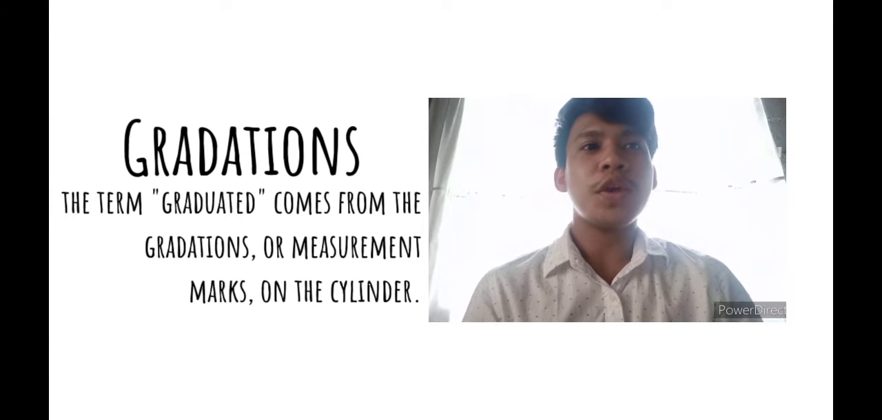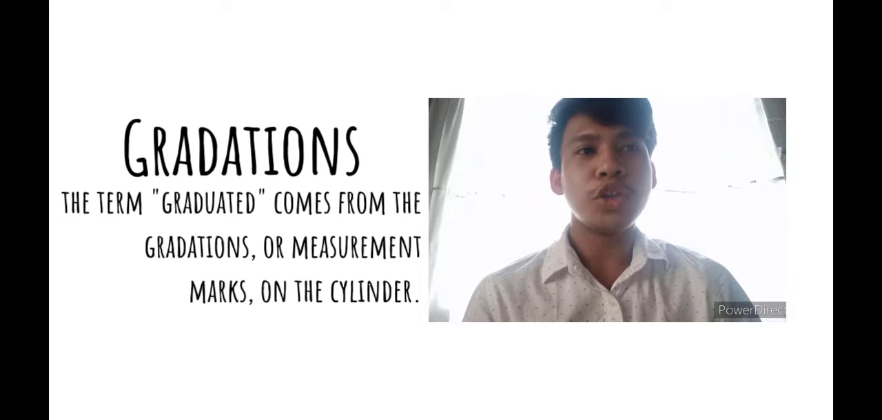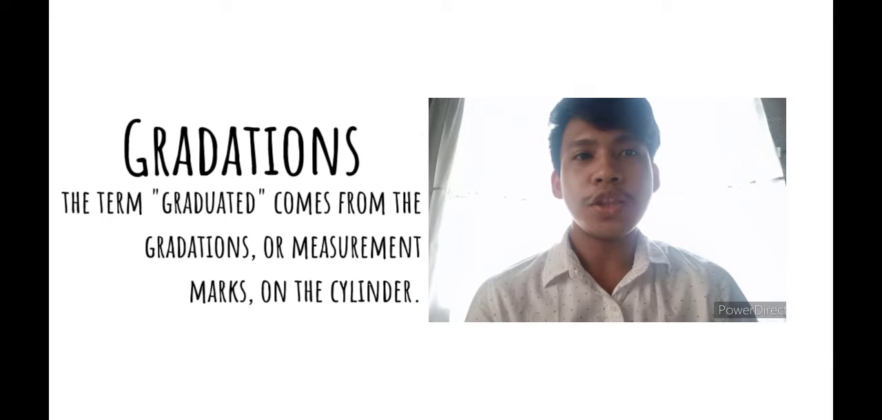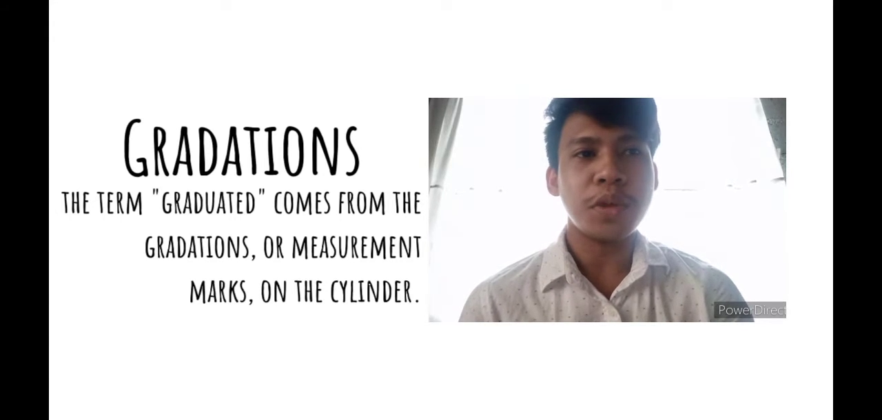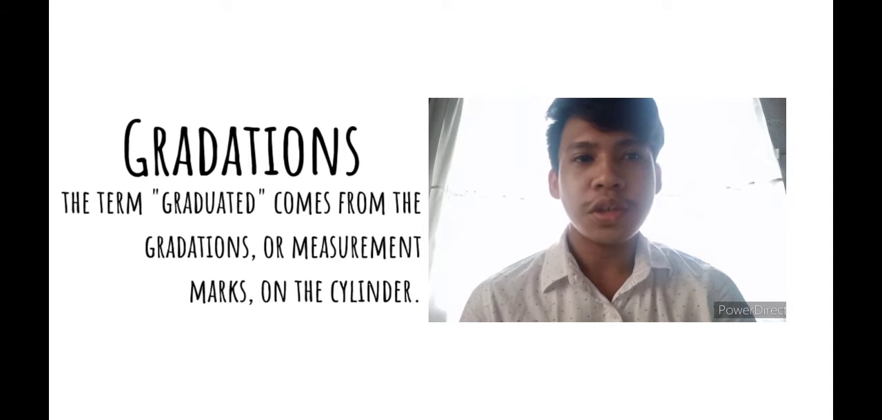Gradation. The term graduated comes from the gradation or measurement marks on the cylinder. The graduated cylinder will have a series of lines to show the measurement intervals. Some lines will be marked with numbers, while intermediate marks will not be numbered. Smaller graduated cylinders usually have narrower measurement intervals, so they measure with greater accuracy. As a scientific instrument, the graduated cylinder uses the metric system rather than the US standard system, so measurements are in milliliters instead of ounces.